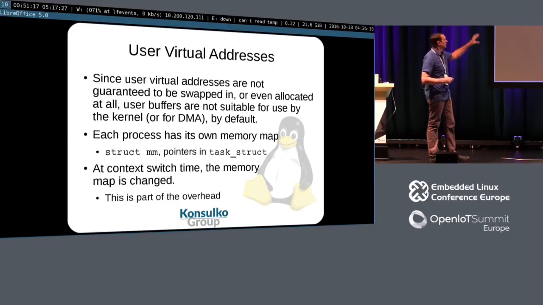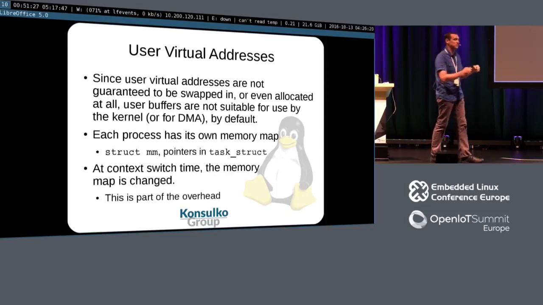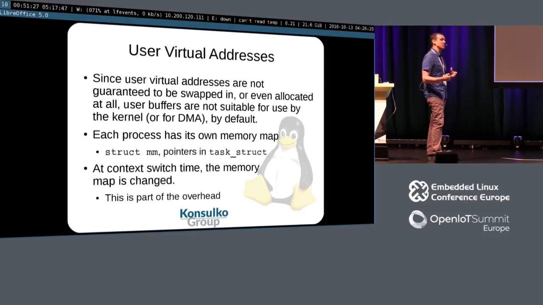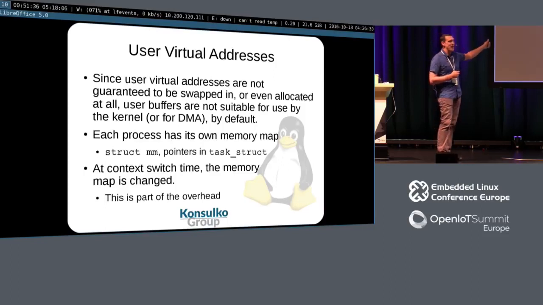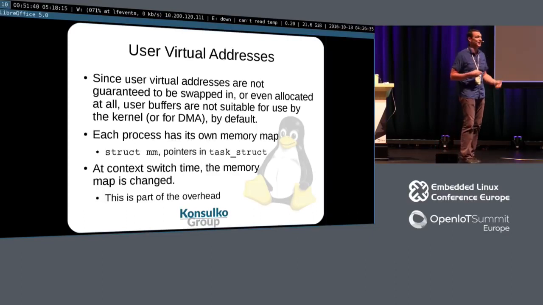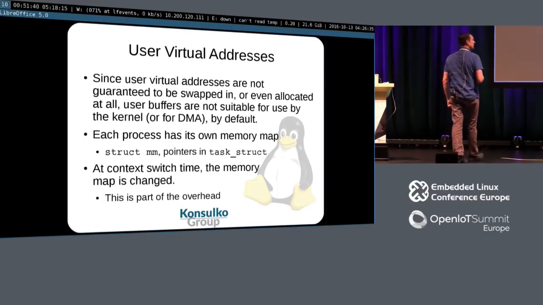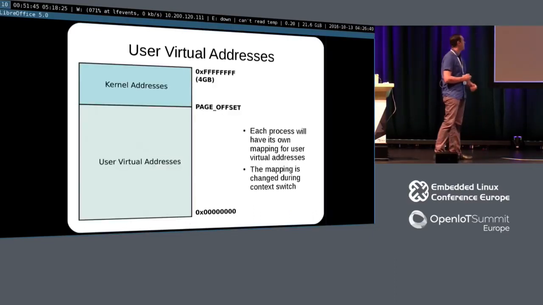Now, how does this work? Every process has its own memory map. You can go look at struct mm. There are pointers to that in the task struct for your process, and that's where the whole mapping of those pages is kept. We'll talk about pages in a moment. Every time you do a context switch, that memory map gets changed. And that's where the overhead comes from, your context switching overhead, where you have to go change that mapping.